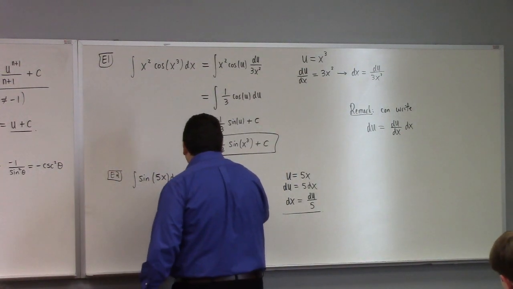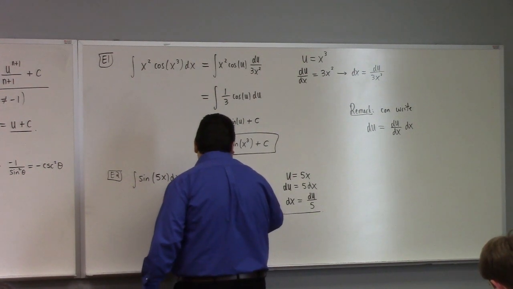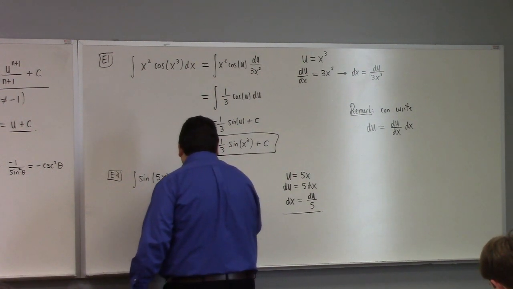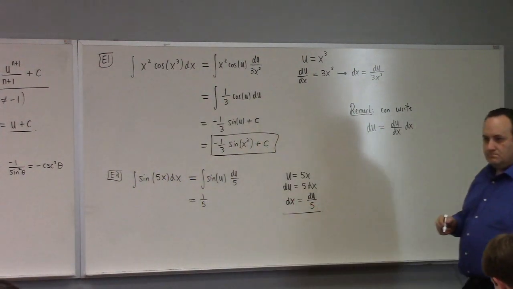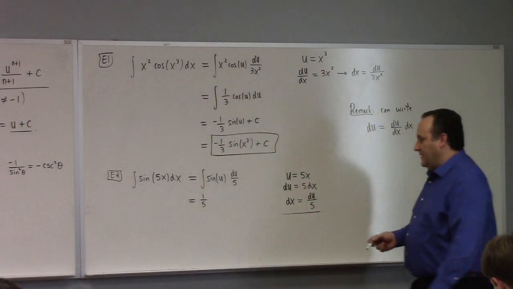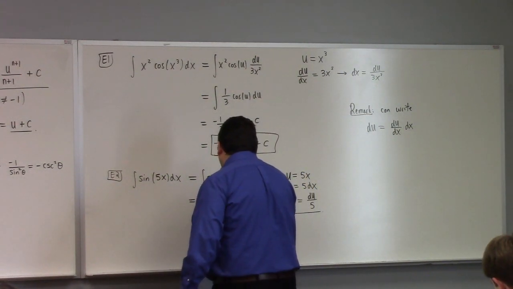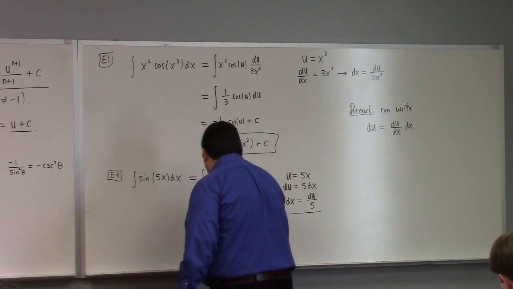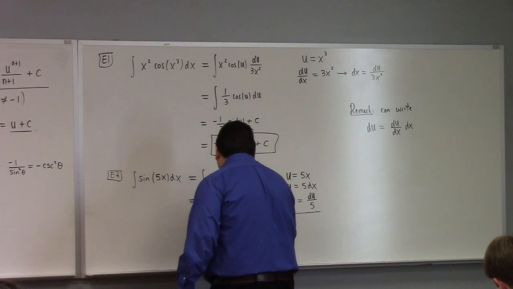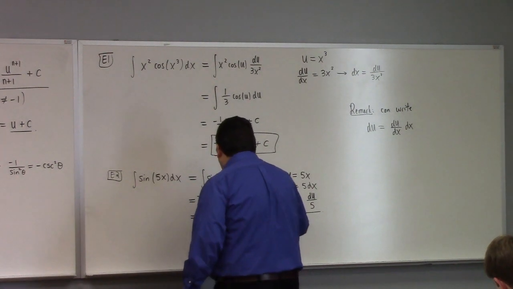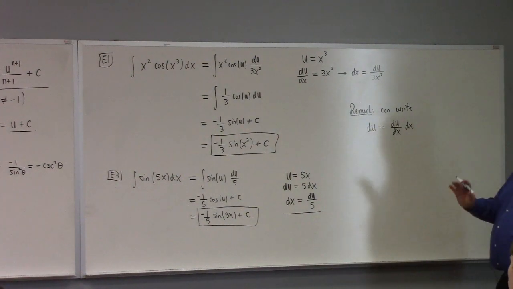So we've got sine of u times du over 5, which is 1/5 what? What's the integral of sine? Negative cosine. So I get minus 1/5 cosine of u plus a constant. Going back to x, I've got minus 1/5 cosine of 5x plus a constant. Now, I think that a good percentage of you could have guessed that.